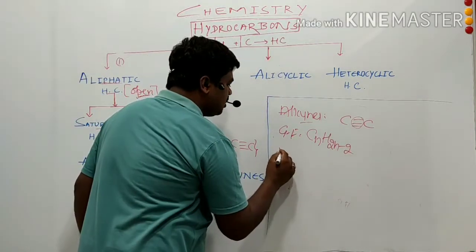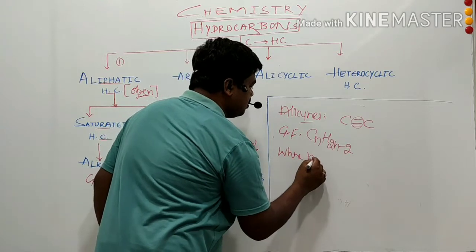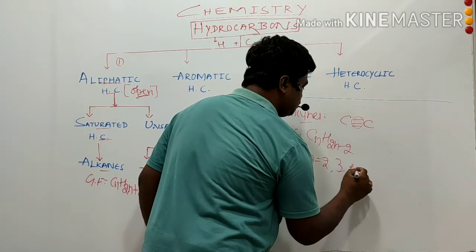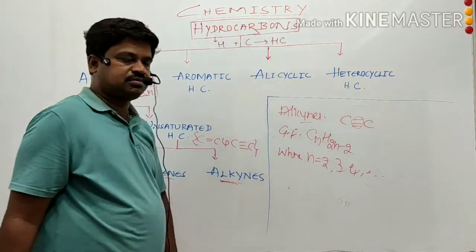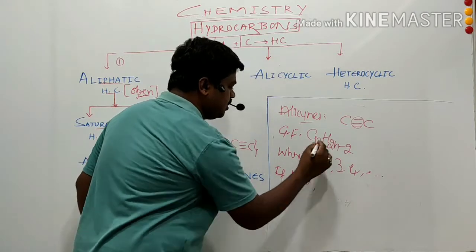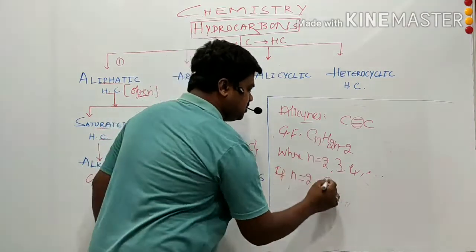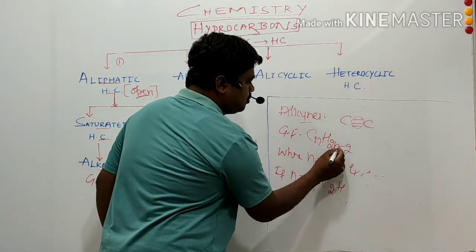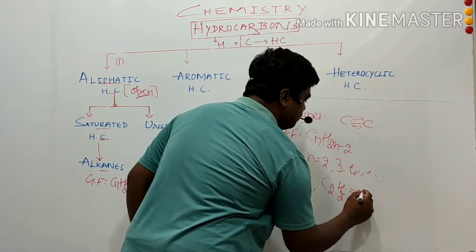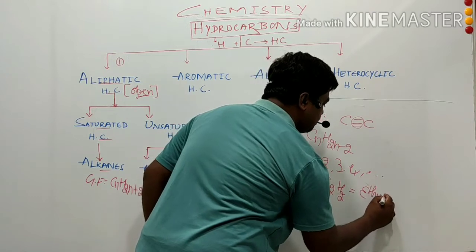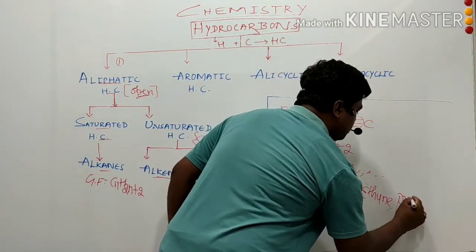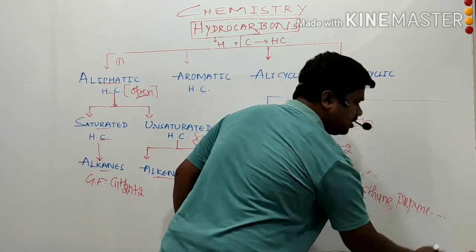Here the n value also starts from 2 onwards: 2, 3, 4 and so on. If I give n as 2, you get the first formula, C2H2, since 2 twos are 4 minus 2. Its name is ethyne. Then propyne, butyne and so on.